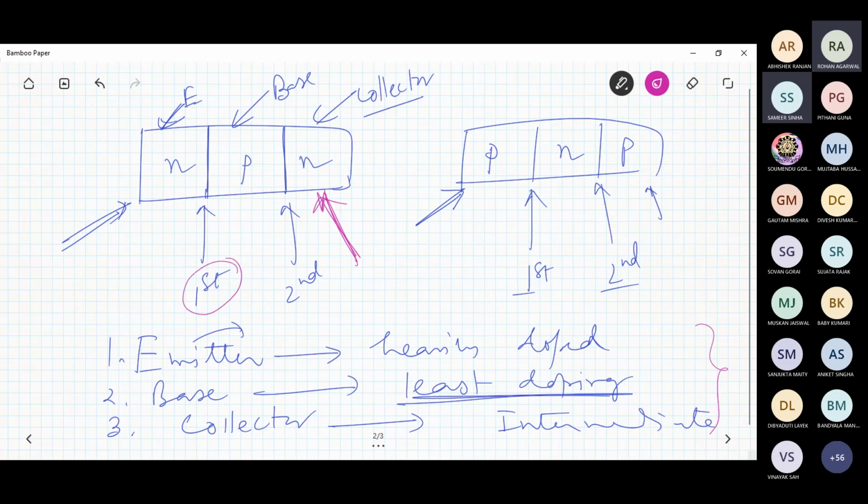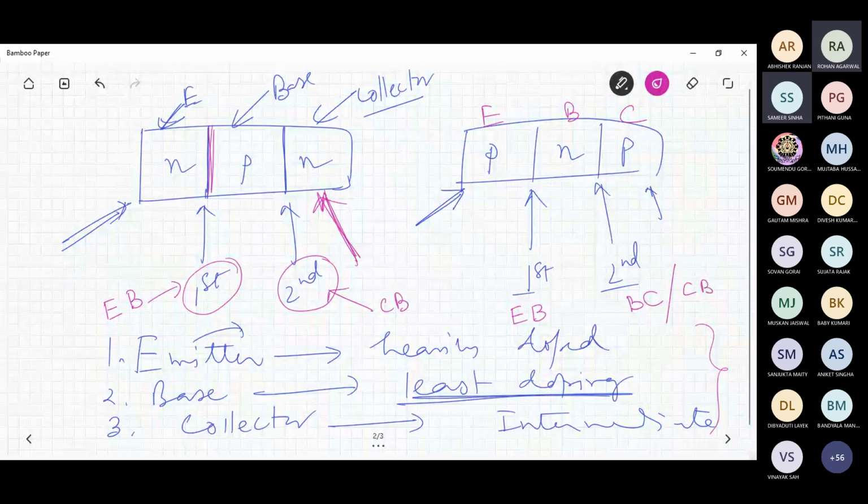This first I have written, second I have written, these are called junction. The first junction which I have marked is called emitter base junction, because this junction is between emitter and base. The second is called, either you can say collector to base or base to collector junction. Here also you will find, so this is emitter, this is base, this is collector. Okay. Here also first junction will be marked as emitter to base junction. Second junction is called base to collector or collector to base.